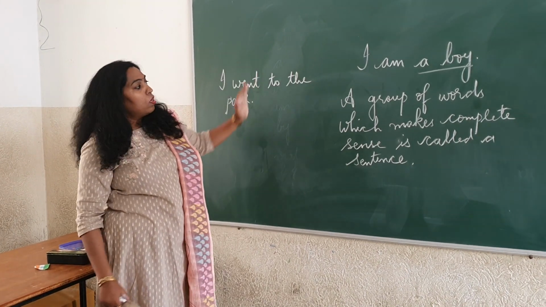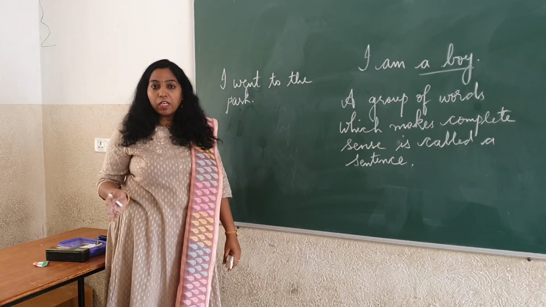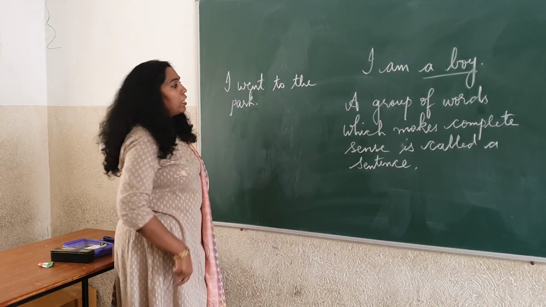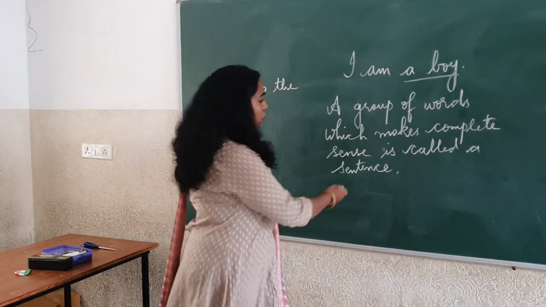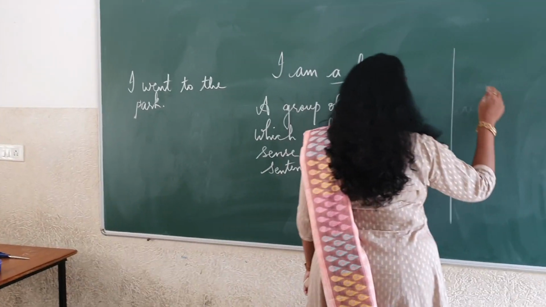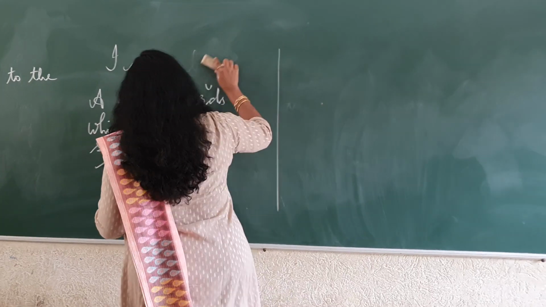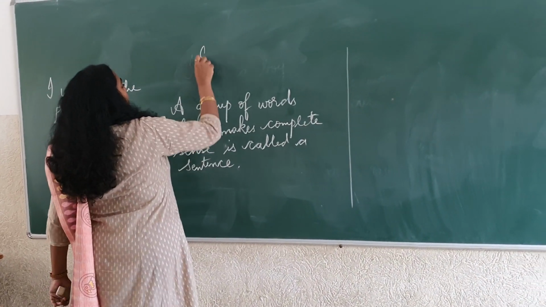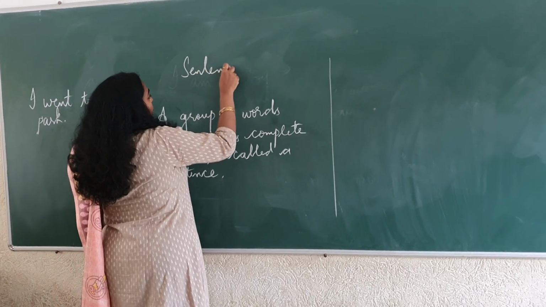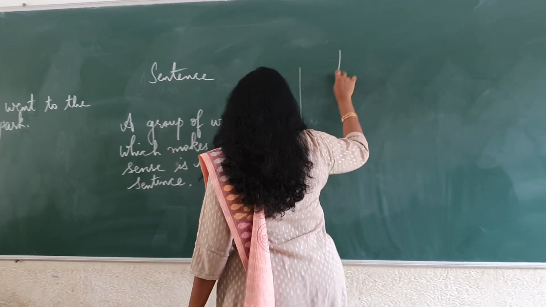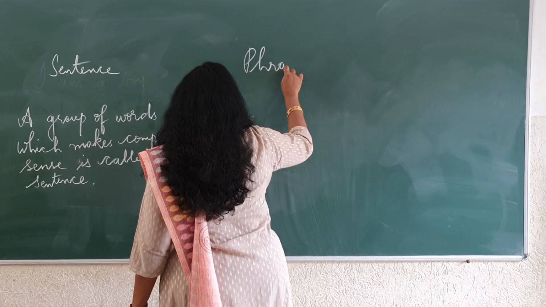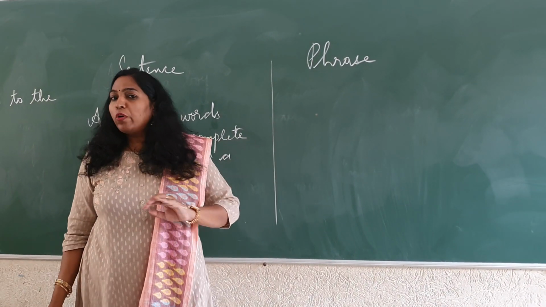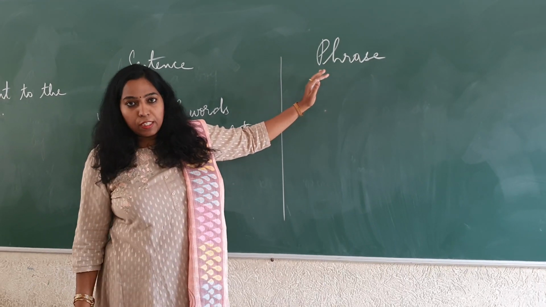So, if you have groups of words that make sense but not complete sense, then it is called a phrase. Now this is a sentence and this is a phrase. So this side I am going to write sentence and this side I am going to write phrase. I am just going to introduce what a phrase is to you. We are not going to go deeper into this because you won't need it right now.